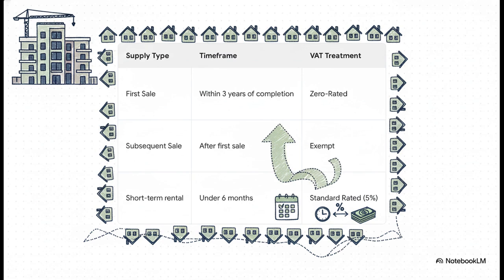Now, why is this such a big deal? It's all about recovering input VAT. If a supply is zero rated, the developer gets to claim back all the VAT they spent on building materials, labor, everything. If it were exempt, they'd get nothing back. See? That's the huge difference. After that first sale, any sale after that goes back to being exempt.